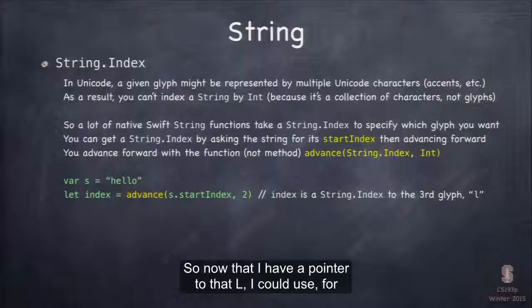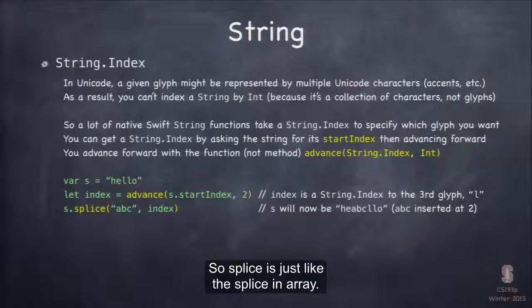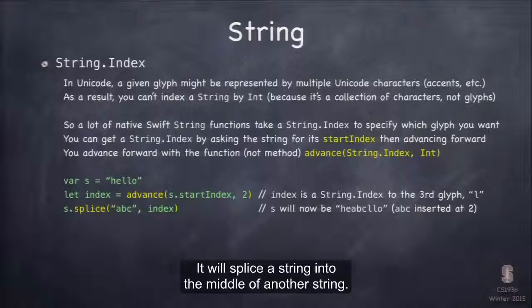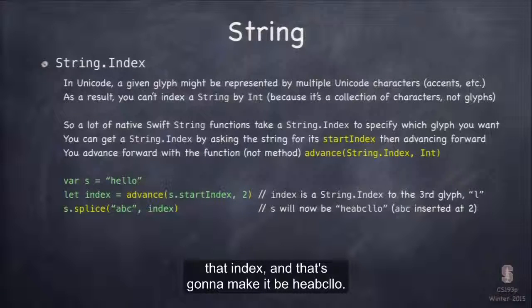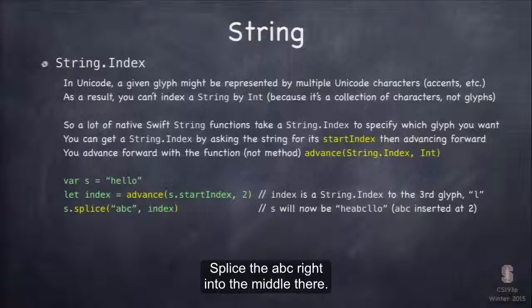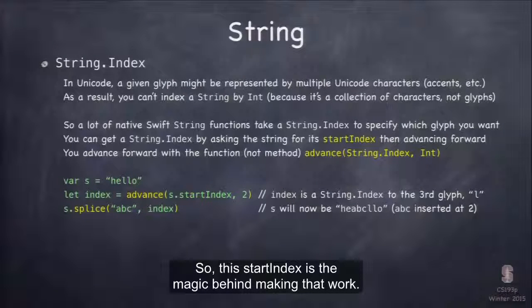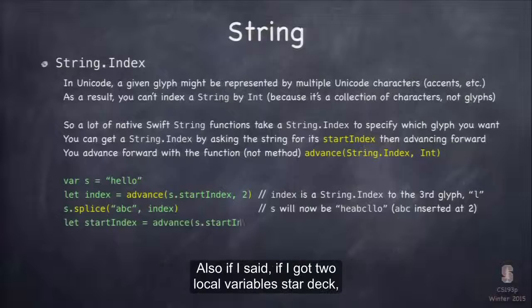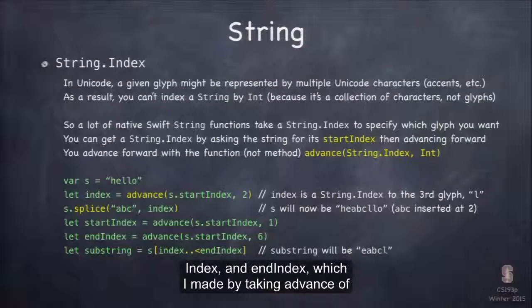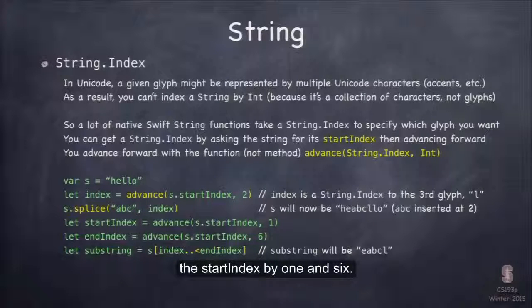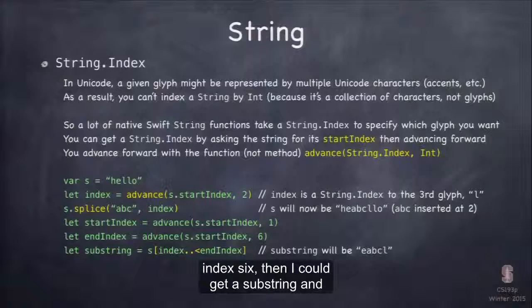So now that I have a pointer to that L, I could use, for example, a nice string function called splice. Splice is just like the splice in array. It will splice a string into the middle of another string. I'm going to have it splice at that index, and that's going to make it be HE, ABC, LLO. Splice the ABC right into the middle there. So the start index is the magic behind making that work. Also, if I have 2 local variables, start index and end index, which I made by taking advance of the start index by 1 and 6, so I want to go from index 1 to index 6, then I could get a substring.